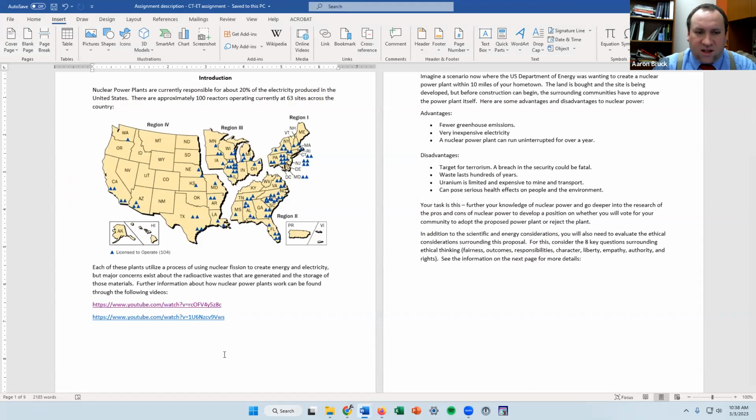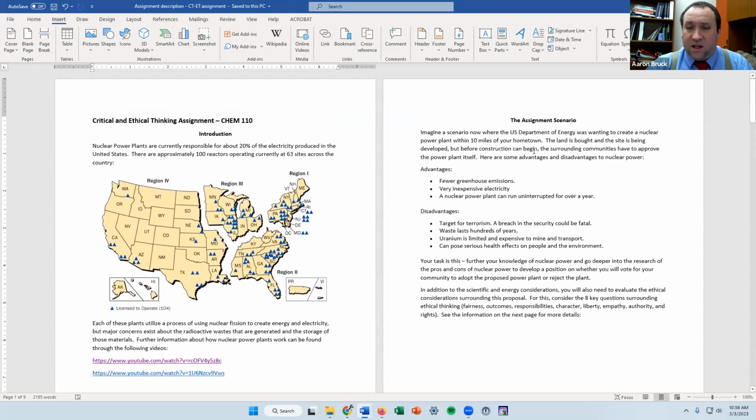So these two links get you into how a nuclear power plant works, how it utilizes nuclear fission to generate electricity. So it's probably a good idea to just watch those, get an idea of how the whole process works, because that'll help you to understand the advantages and disadvantages a little bit better. But the scenario itself that we're looking at is this.